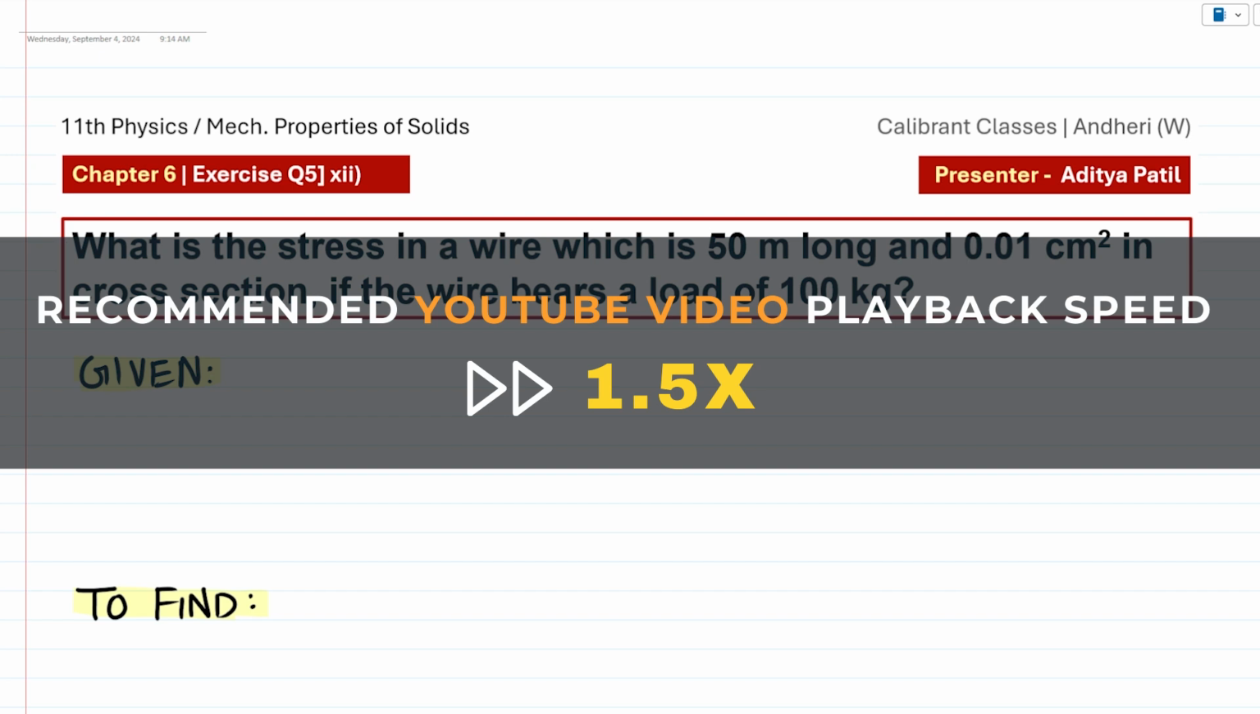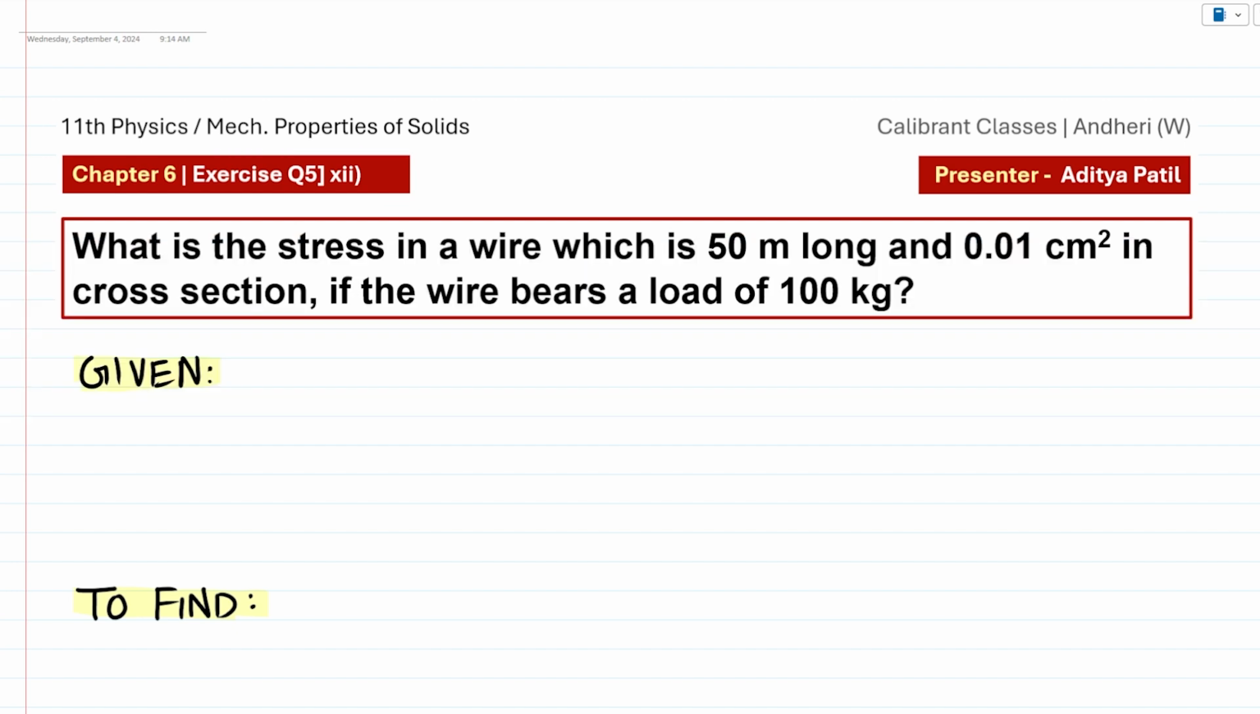Welcome students, हम डिस्कस कर रहे हैं the 12th numerical from the exercise for the chapter mechanical properties of solids. So let's start. Now the question says what is the stress in a wire which is 50 meters long and 0.01 centimeter square in its cross section if the wire bears a load of 100 kilograms.